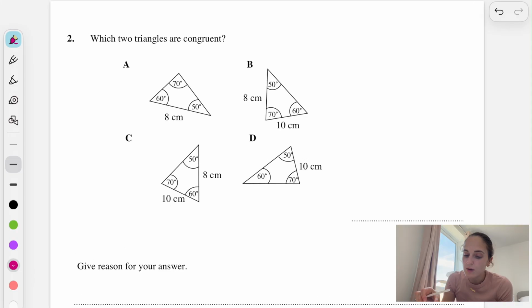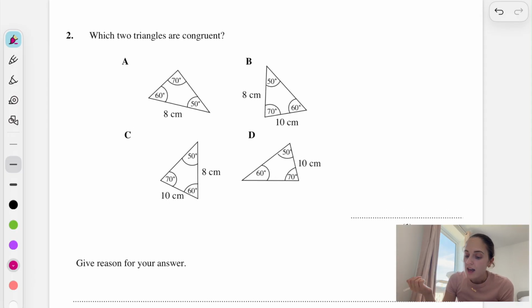This next question here, we're looking for two triangles that are congruent again. Now for this one here, none of these four triangles have all three sides labelled, so it's not going to be side, side, side. And it's also not going to be RHS because again, we don't have right angles. So we have two options. We have either ASA or SAS, so side, angle, side, or angle, side, angle. All of these triangles have three angles labelled, which is nice.